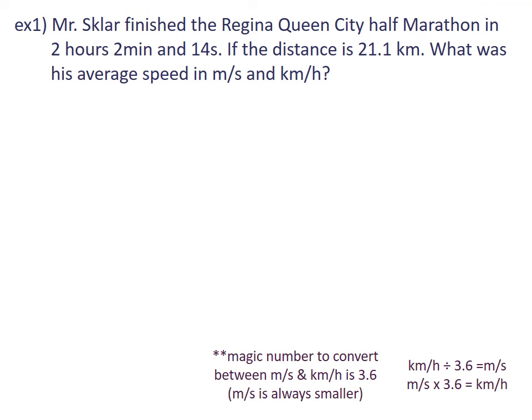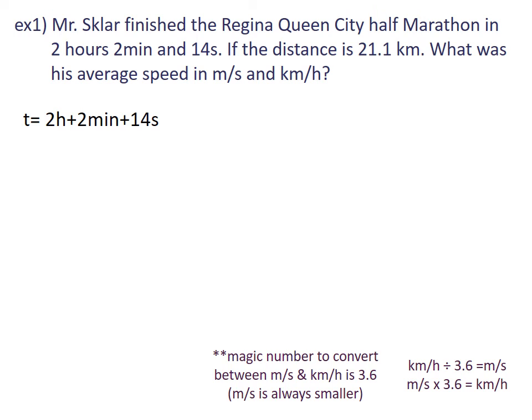Mr. Sklar finished the Regina Queen City half marathon in 2 hours, 2 minutes and 14 seconds. That is my time. So in my variable list, I'm going to start by writing time. Time is 2 hours plus 2 minutes plus 14 seconds. But that is all going to have to be in seconds. So I'm going to have to switch hours to seconds, and I do that by multiplying by 60 twice.